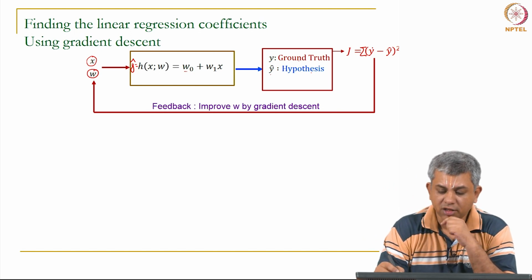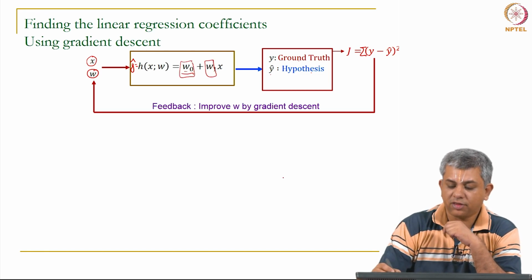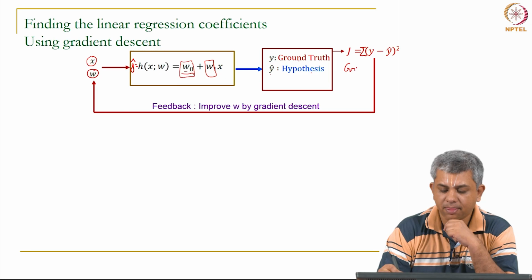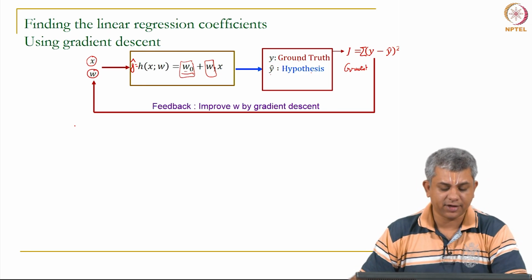That is going to give you the net cost of the coefficients that you have chosen. Okay. Remember, this net cost is because we have chosen some W 0 and W 1. Then find out the gradient and improve your W by using gradient descent.